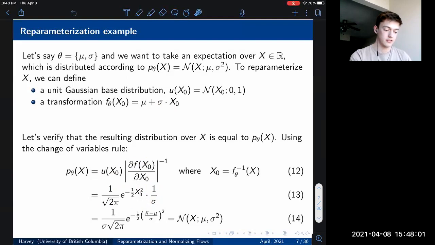The other thing we need to note is that x0 is the inverse of f from x. If we invert this function, we'll see that x0 is x minus mu over sigma. So we can substitute this in up here. And essentially what we end up finding is that, yes, this is the probability density function for a Gaussian with mean mu and standard deviation sigma. And so we're happy that this reparameterization is reasonable in that it gives the correct distribution over x.